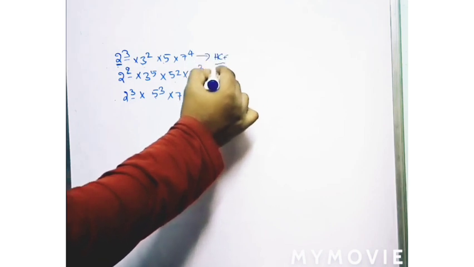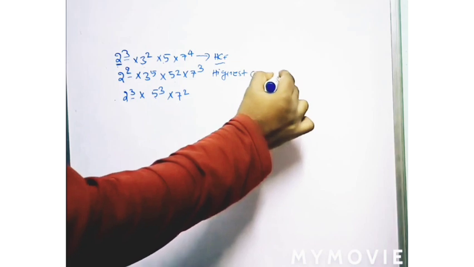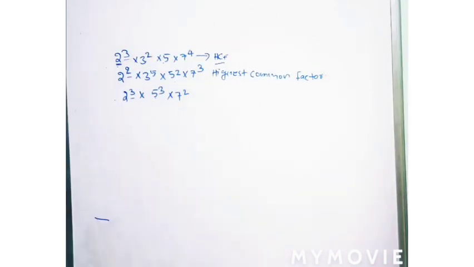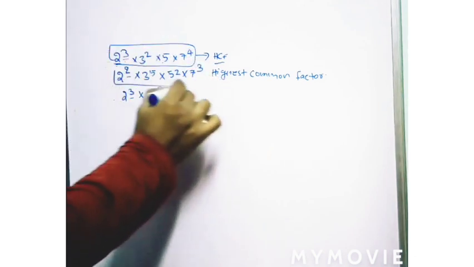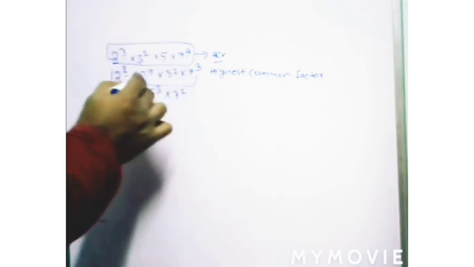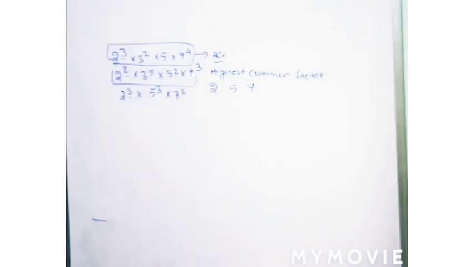So what is HCF? Highest common factor. For example, each and every number in the series is written in the form of its prime factors. Now, what are the common factors here? 2 is there, 3 is there, 5 is there, 7 is there. So common is 2, 5, 7.